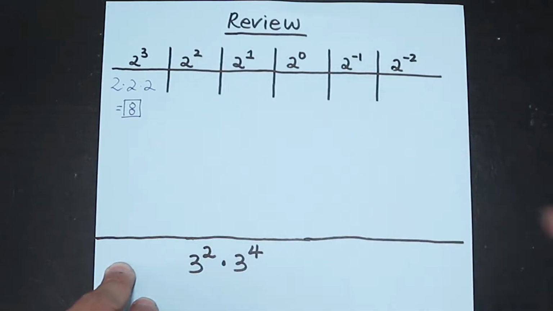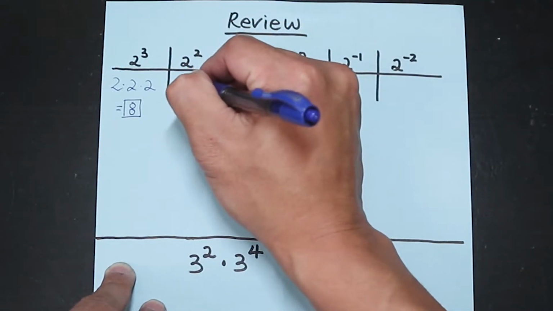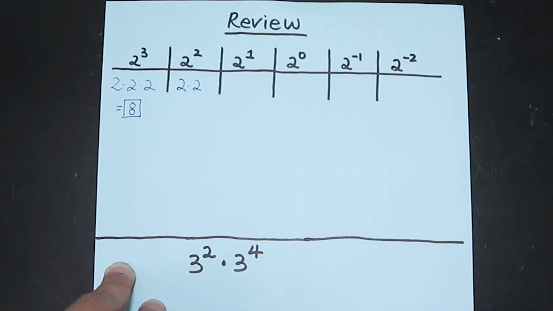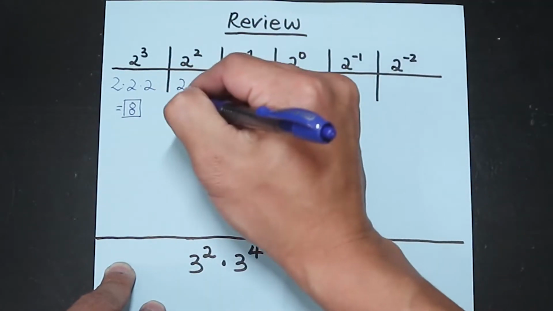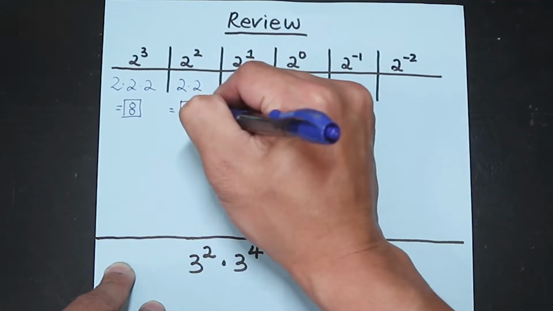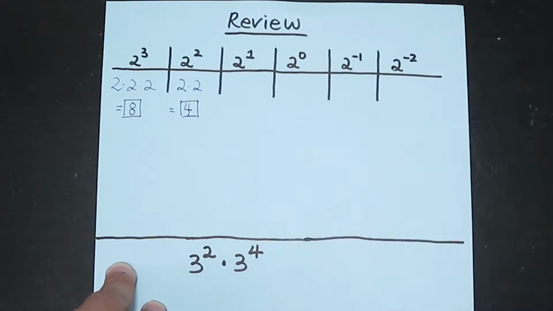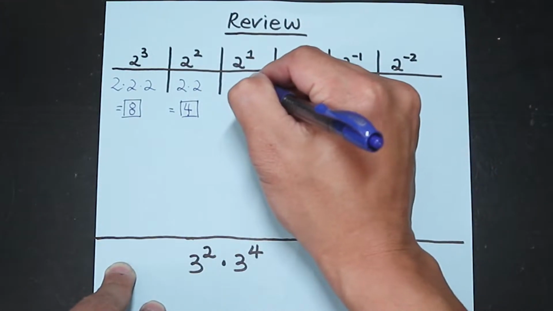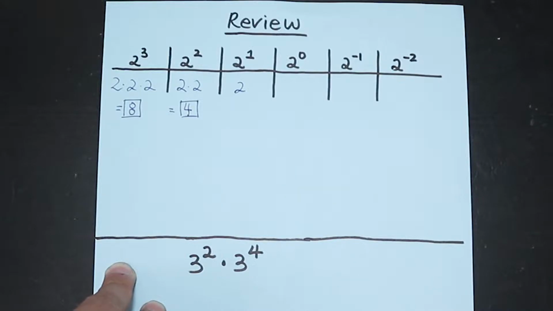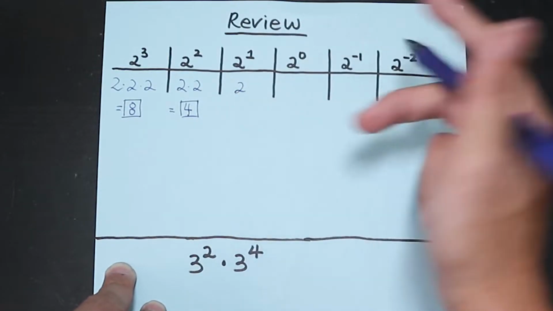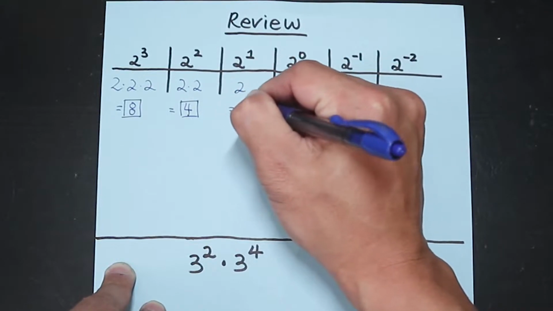Well, what about 2 squared? Well, 2 squared means you have the 2 multiplied by itself 2 times. So 2 times 2 is 4 right there, okay? Then 2 to the first power just means write the 2 only once, and you're not really multiplying by anything else besides 1, right? So 2 itself is just 2 there, okay?